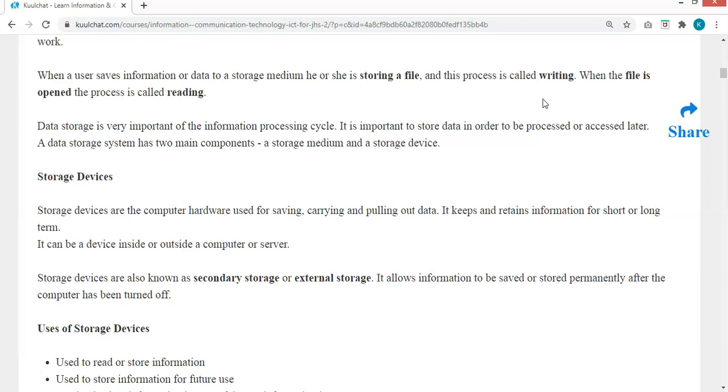We said there are four processing cycles. One is input, where we have the input devices which fill the computer with input data. Then we have the processing of the information, which is done by the CPU. Then we have the output, which is displayed by the output devices like the monitor, the printer, the projector, and the rest. Then the fourth is the storage device, which stores the information.